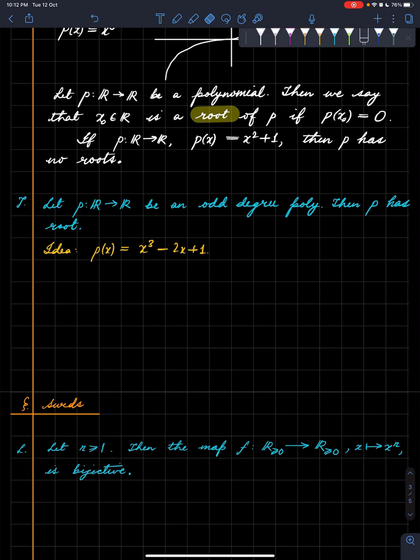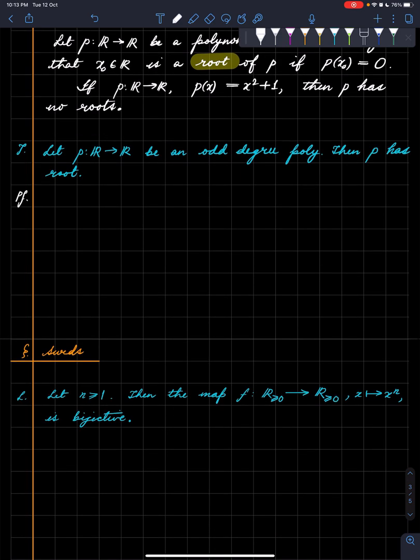So again, drawing a picture and all this heuristics is not a proof. This is what leads to a proof. However, one needs to still write the proof. And now we are going to do it. So here is the proof.